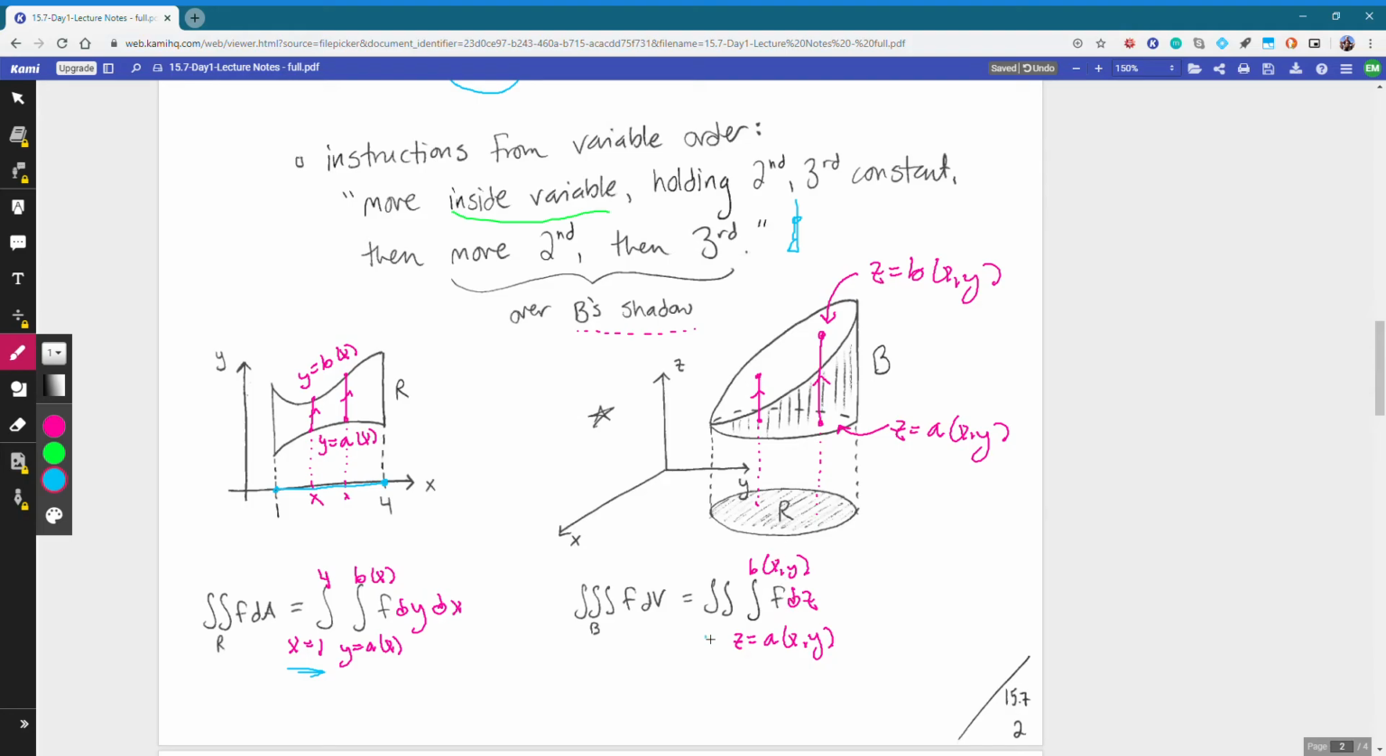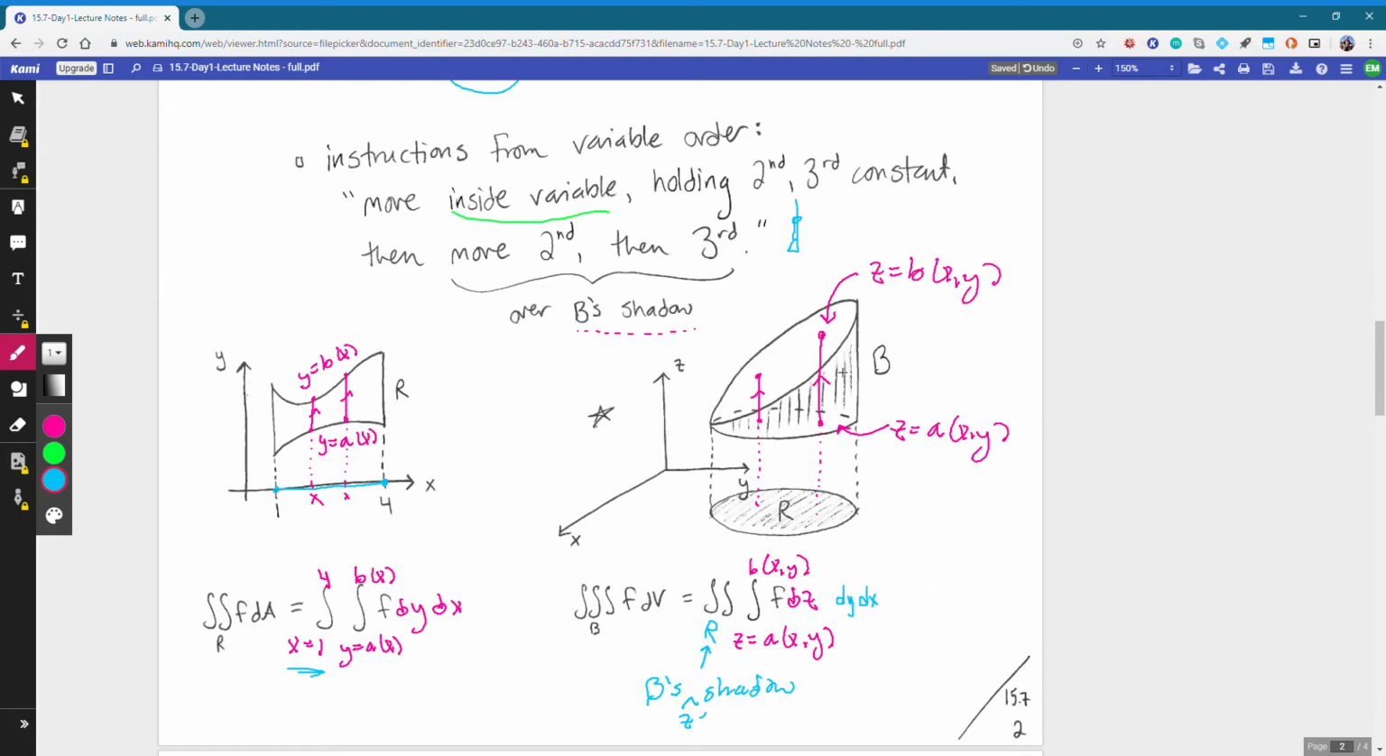And so that's what we'd want to move y and x over, that shadow. And so here I'll just write dy dx, just to pick some order to move across that shadow. And so here, again, R is B's shadow in the z direction. So maybe I should say B's z shadow, since we moved the variable z first.